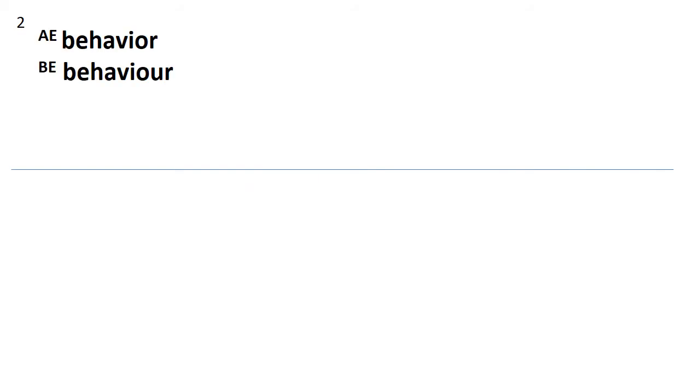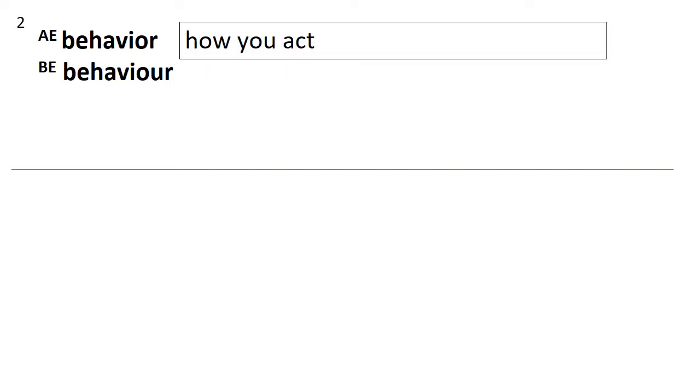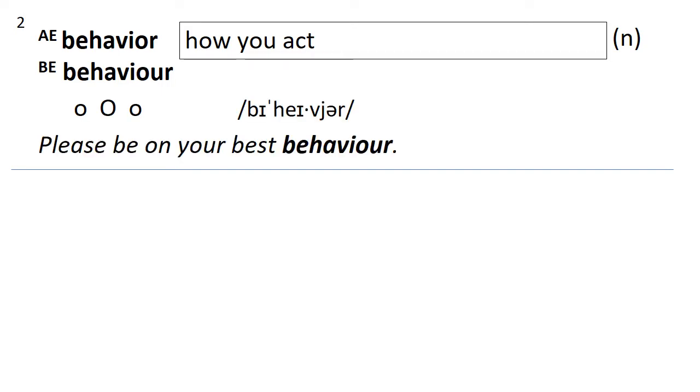Second word, behavior. So we see the American spelling and the British spelling, both are okay. It's how you act. It's a noun. How many syllables are in behavior? 3, stress on the second syllable. Behavior. Please be on your best behavior.